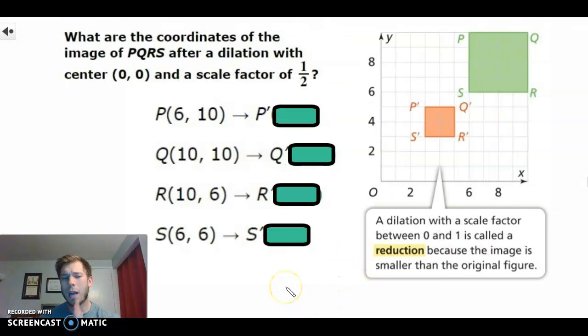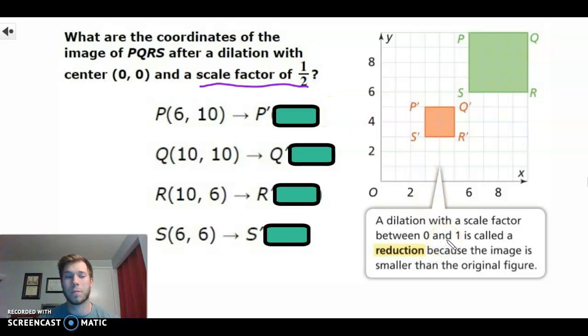So now I want you guys to tackle this one. What are the coordinates of the image PQRS after a dilation with center 0, 0 and a scale factor of 1/2? So here's our, looks like it's another square, PQRS. And now you're going to dilate it with a scale factor of 1/2. Note what your scale factor is. Your scale factor is half.